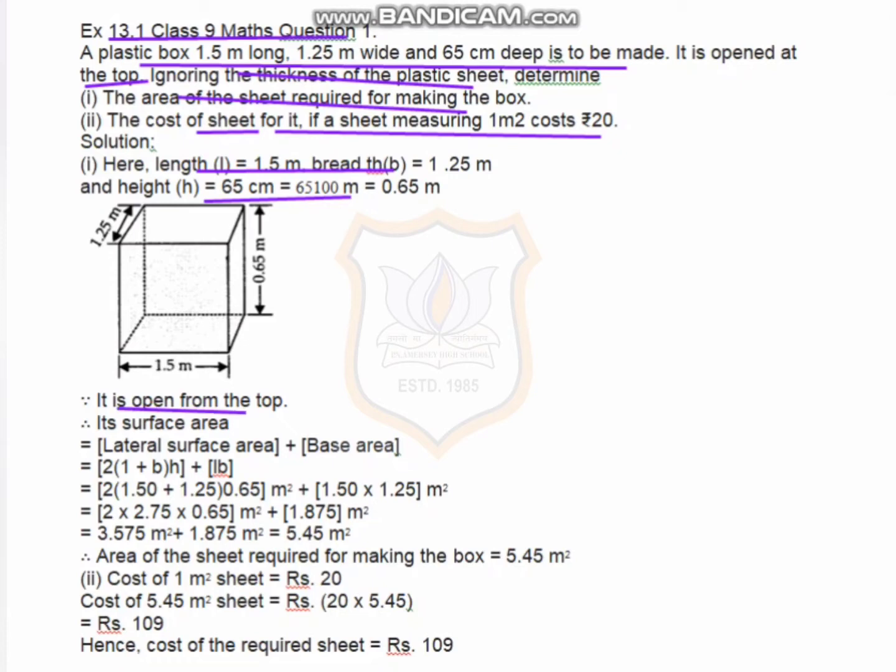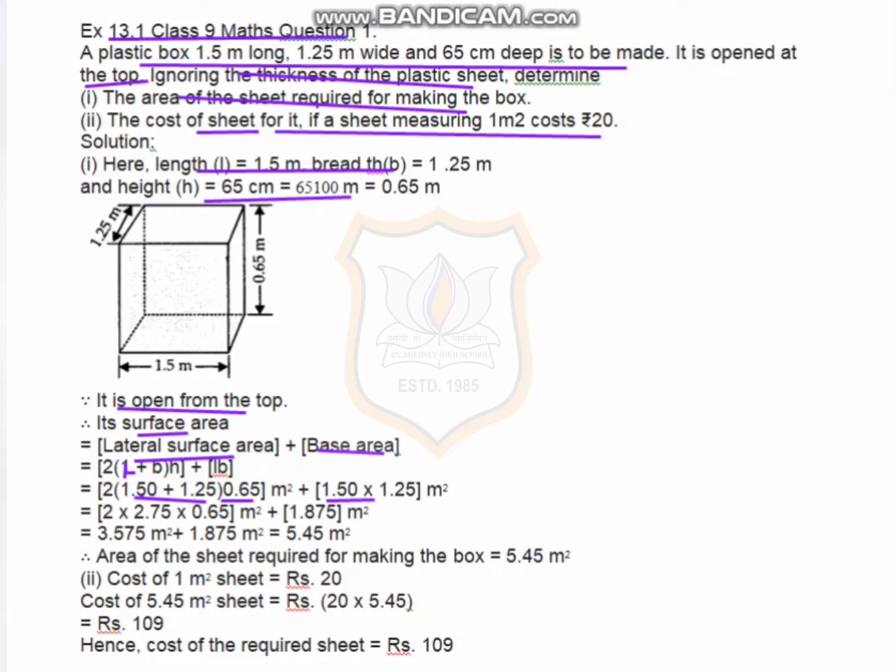First of all, it is open from the top. So the surface area becomes the lateral surface area and the area of the base, meaning these are the four sides of a rectangle and one base area, because it is open from one end. So 2 into (L plus B) into H plus LB. Putting the values: 2 into (1.5 plus 1.25) into 0.65 plus 1.5 into 1.25.